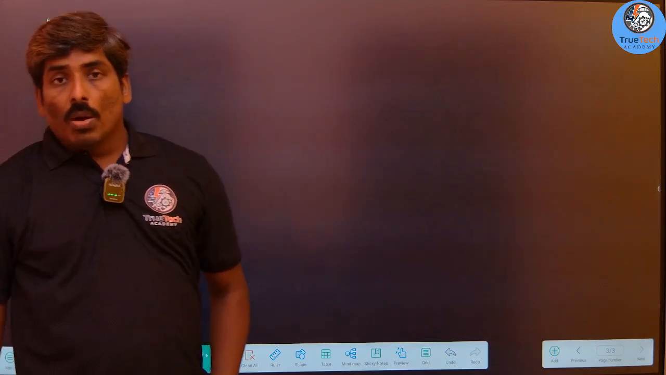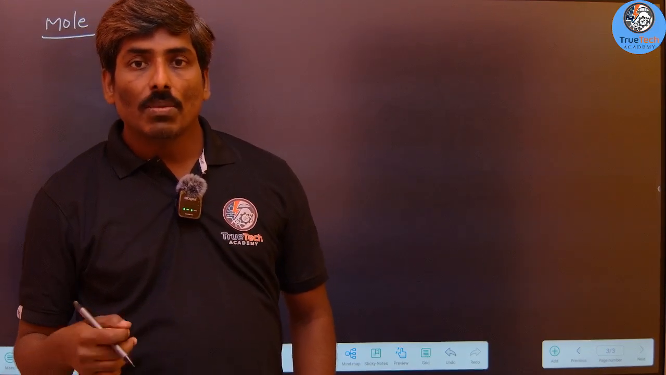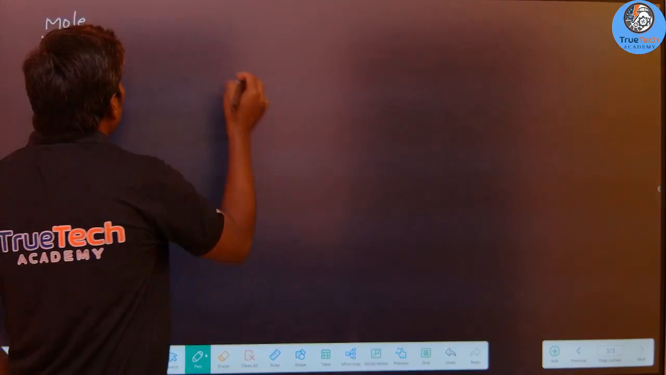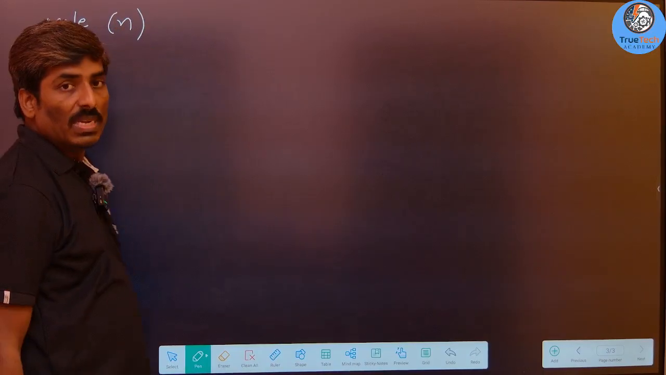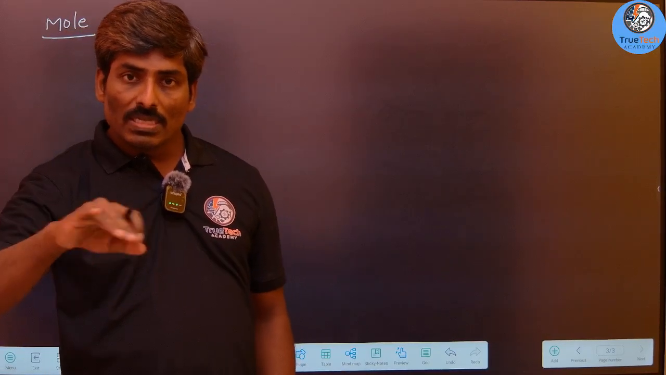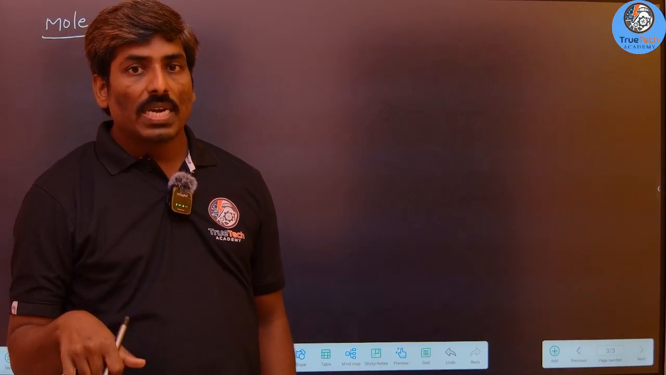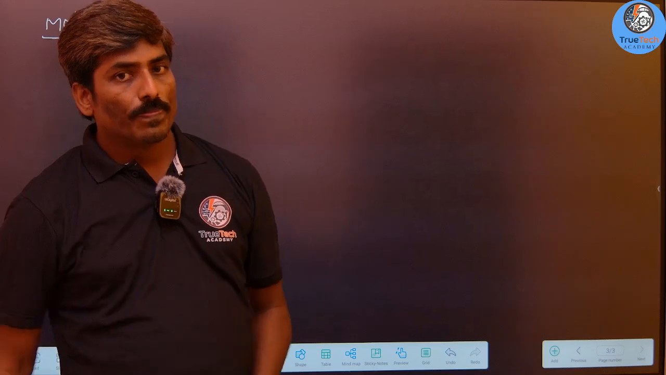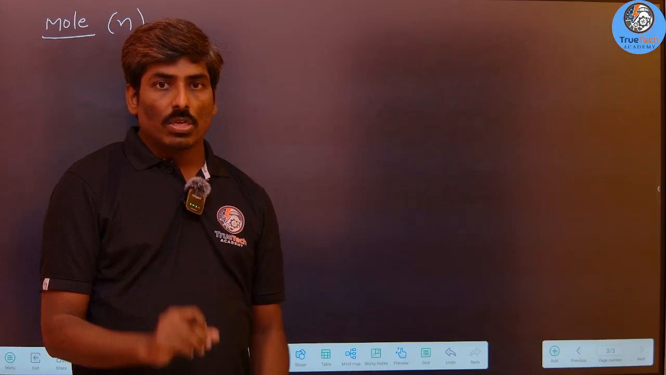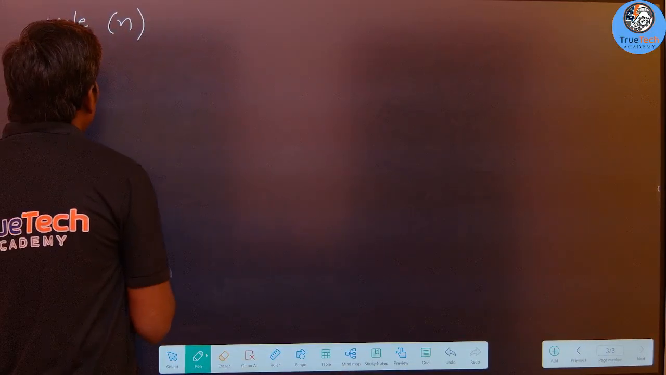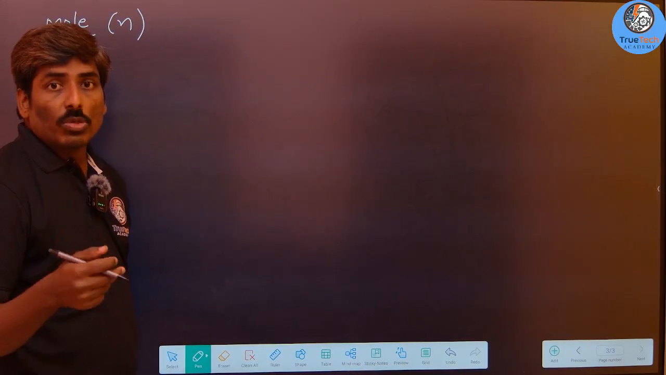In chemistry there is a term mole. The mole is represented by the symbol small n. Based on our requirement, I will limit this to a small introduction about mole. There is a formula to calculate the moles.